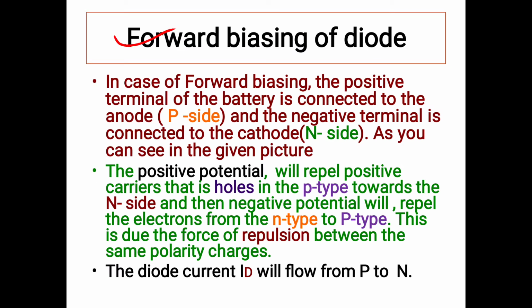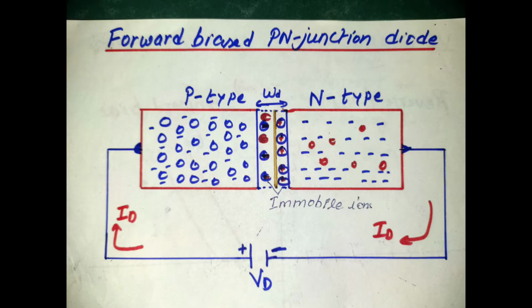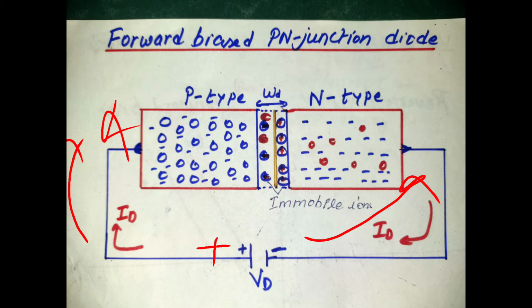In case of forward biasing, the positive terminal of the battery is connected to the anode, that is the P side, and the negative terminal of the battery is connected to the cathode, that is the N side. You can see this in the picture. This is our picture for a forward biased PN junction diode. You can see over here the positive terminal of the battery is connected to the anode, that is the P side, and the negative terminal is connected to the cathode, that is the N side.